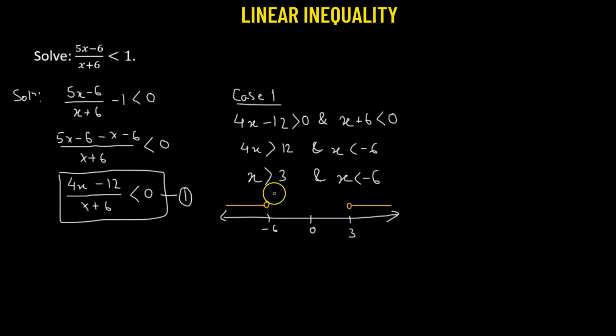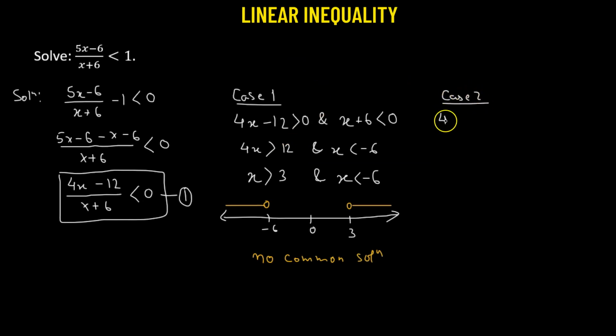Now, do we have any common value of x which satisfies both the conditions? That's not possible. No matter what value of x we choose, there will be no intersection of solutions, which is lying to the left of negative 6 and to the right of 3. So here we have no common solution. So that means case number 1 simply does not hold.